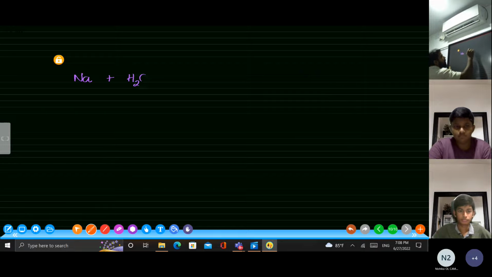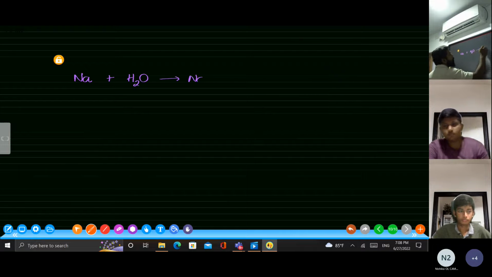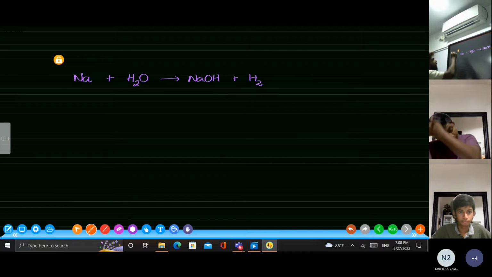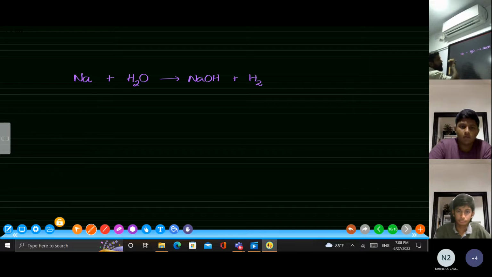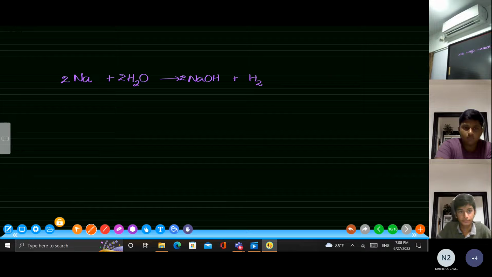Sodium reacting with water, giving you sodium hydroxide and hydrogen gas. So this is the reaction we learned under metals and water. Is this a redox reaction or not? How can we quickly figure it out? I have given some hints as well. This is a redox reaction. How do you say that?